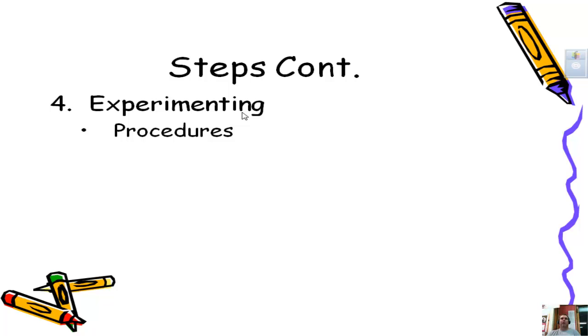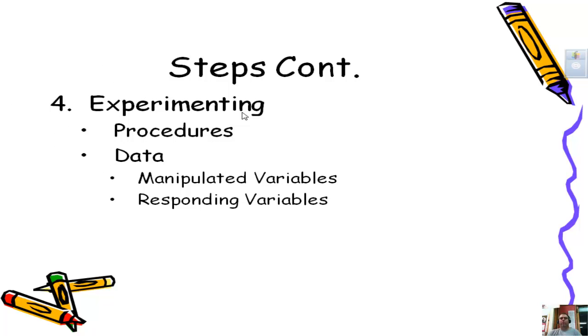So list them chronologically. Step 1, do this. Step 2, do this. Also tell them what kind of equipment they're going to need for this lab. Okay, your data. Have a data table. Again, anyone who is going to repeat the lab you did wants to see what their data is like compared to yours. And then the two types of variables.